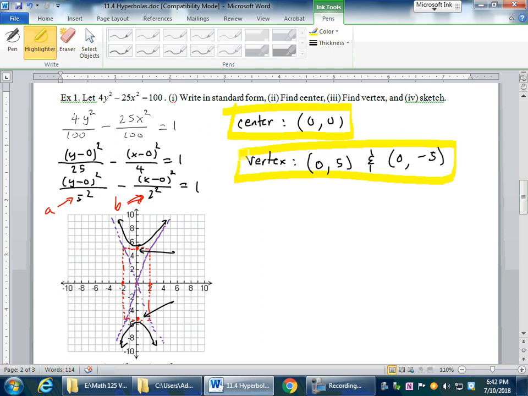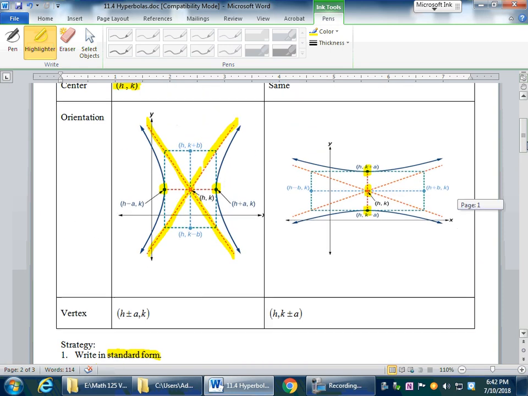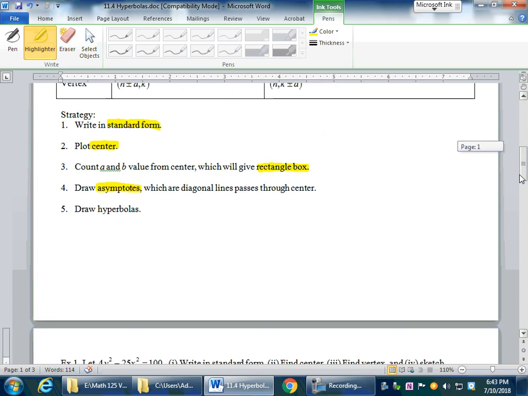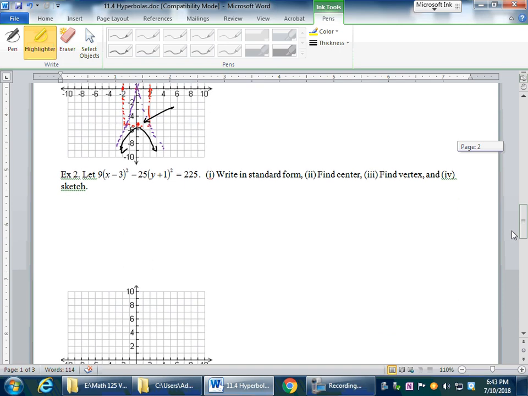So you have to remember, if it's y squared first minus x squared, then the orientation will be up and down, right? Right here, I highlighted for you. If it is x squared first and then y squared, then the orientation of the hyperbola will be left and right. So let's take a look at the next example.